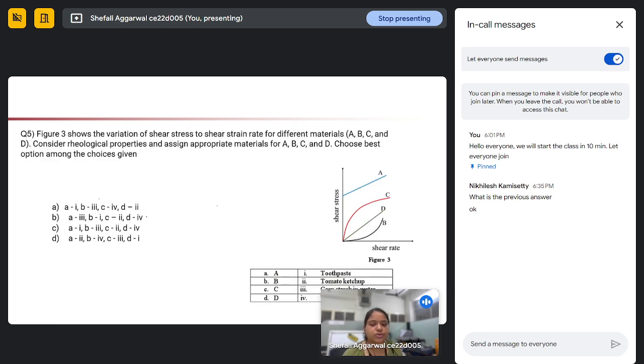Okay, so we'll go to the next question. Figure 3 shows the variation of shear stress to shear strain rate for different materials A, B, C, and D. Consider the rheological properties and assign the appropriate material for A, B, C, and D. You can take some time. These are the different shear stress versus shear rate curves. If you remember, we have talked about D being a Newtonian fluid and all the other three being non-Newtonian. Based on the different examples, which of the following do you think will be the Newtonian fluid?